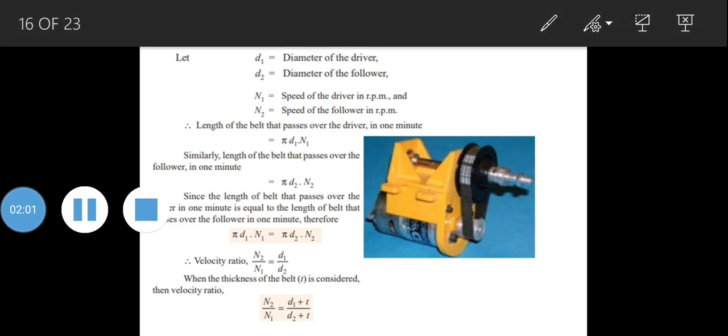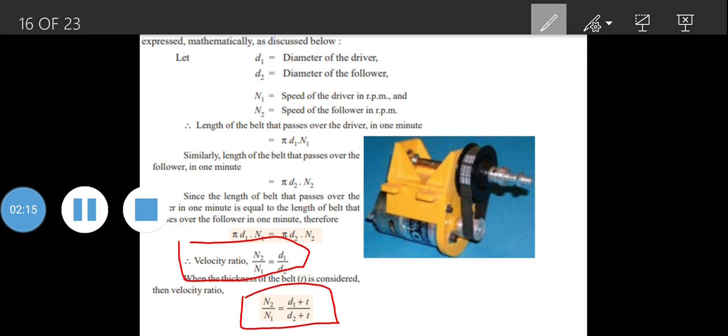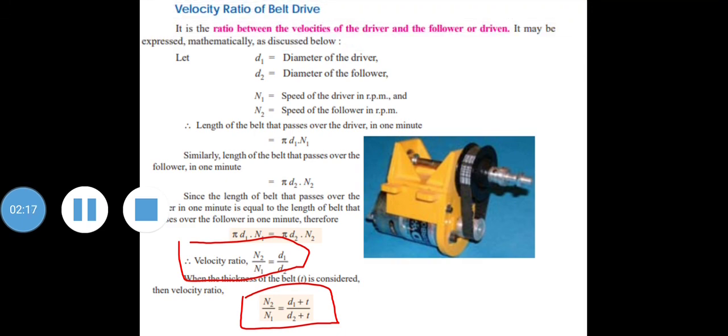Then the velocity ratio is calculated as n2 by n1 equals d1 by d2. Here, as per the thickness, we can also consider the thickness of the belt, and this is how we can obtain the velocity ratio of the belt.